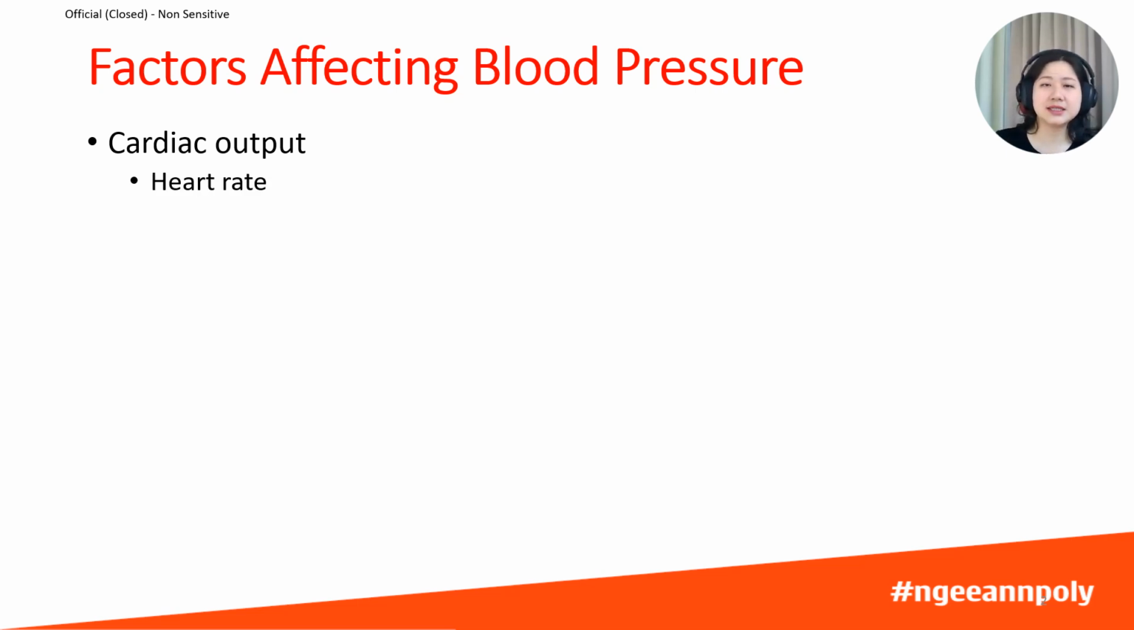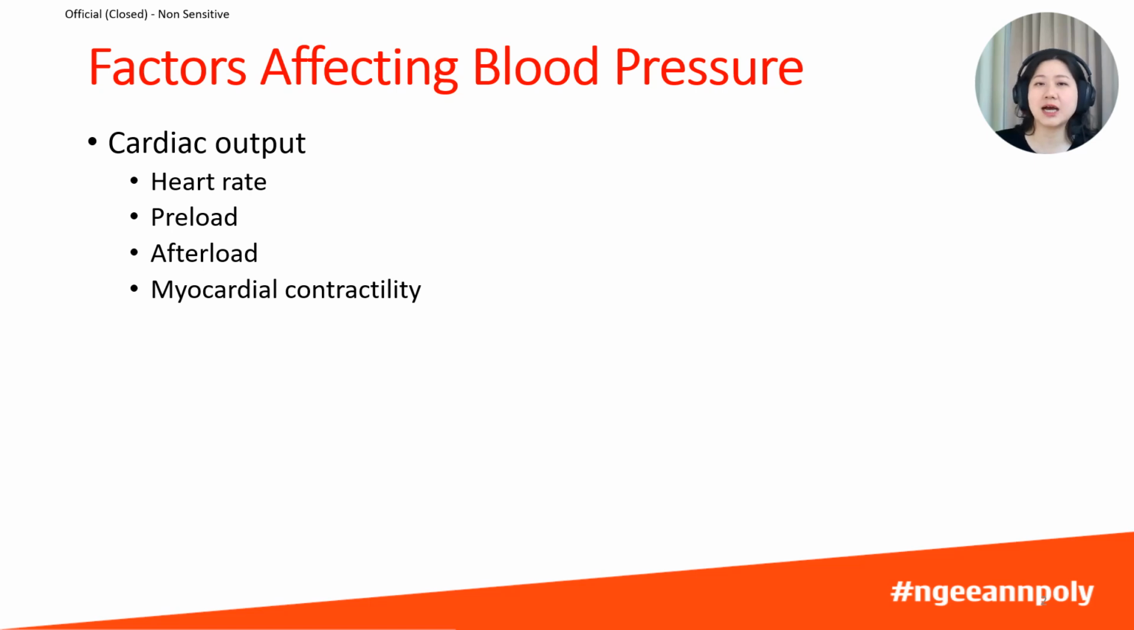Cardiac output is in turn affected by heart rate, preload, which is the volume of blood in the ventricles just before the heart contracts, afterload, which is the resistance that the heart must overcome to pump blood out, and myocardial contractility, that is the strength with which the heart contracts.